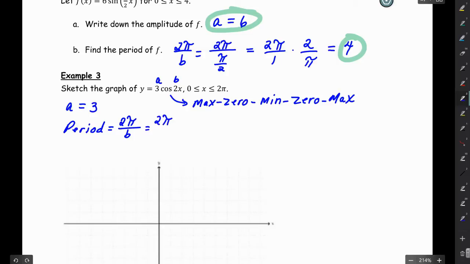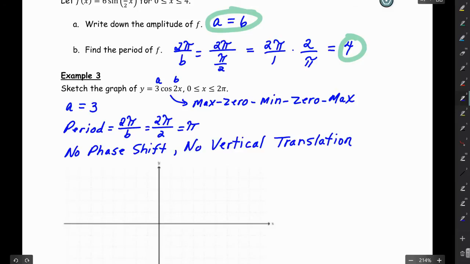So in this case, 2 pi over 2 gives us a period of pi. And we have no phase shift, so we have no horizontal translation, and we have no vertical translation. In other words, when I say there's no phase shift, I don't have anything with x. I don't have x plus or minus a number. And when I say there's no vertical translation, there's nothing on the outside plus or minus a number. That's a very helpful bit of information because that means that our center is at 0.